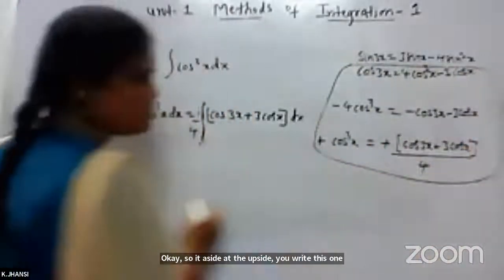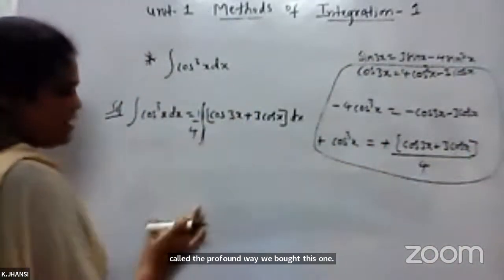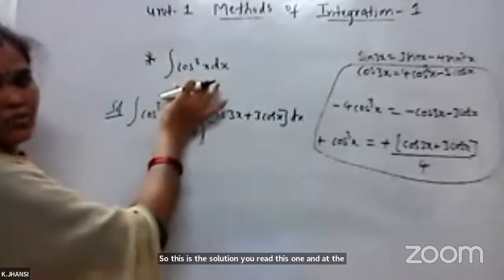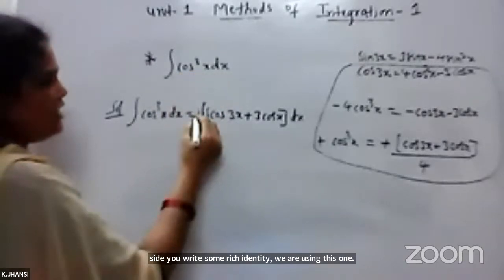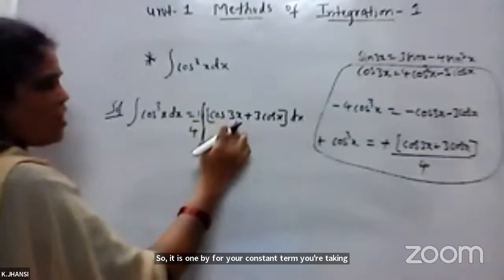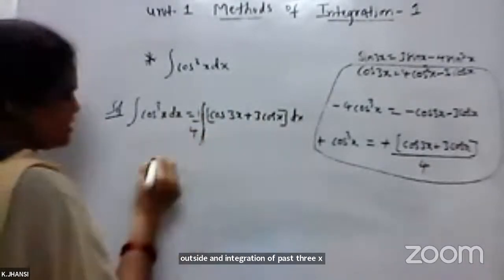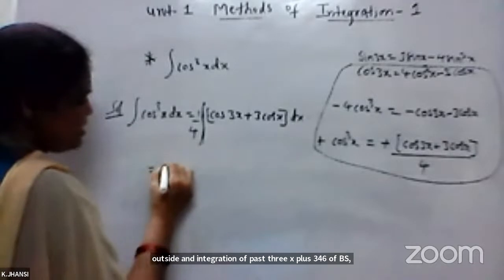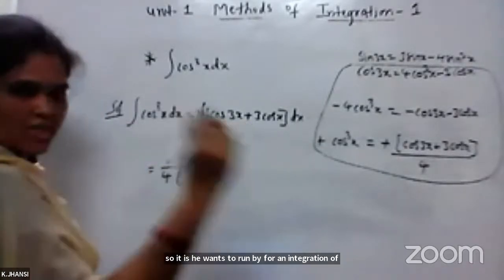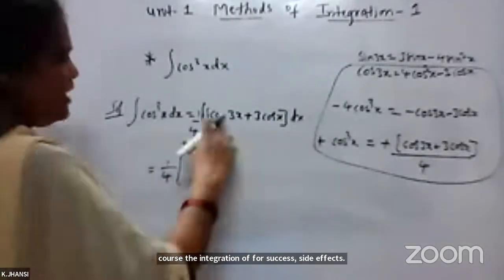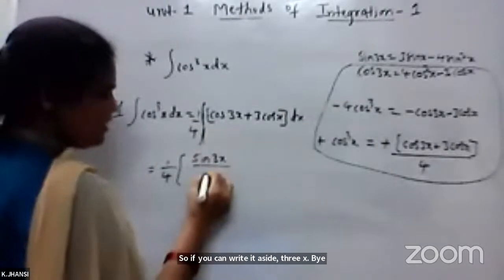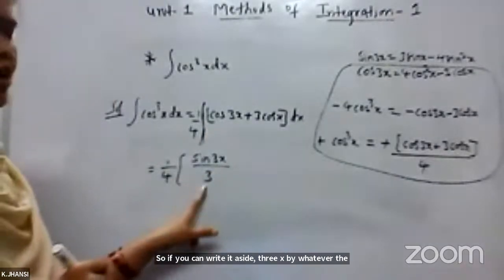So from where did we get this? In the solution you write this, and at the side you write from which identity we are using it. So the 1/4 constant term you take outside, and the integration of cos 3x plus 3 cos x dx is equal to 1/4, and integration of cos x is sin x. But here 3x is there, so we write it as sin 3x by whatever the coefficient is; that coefficient you write in the denominator.